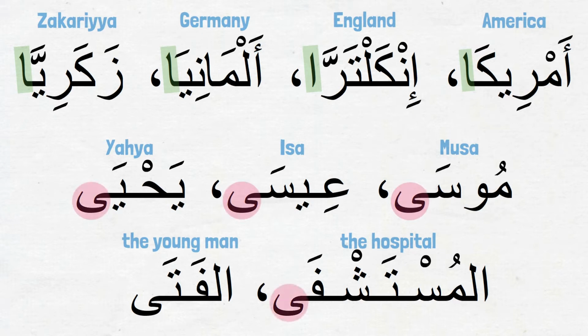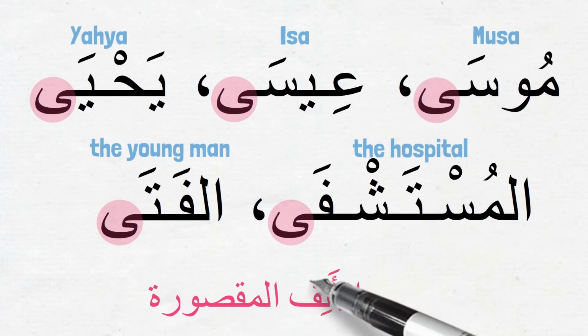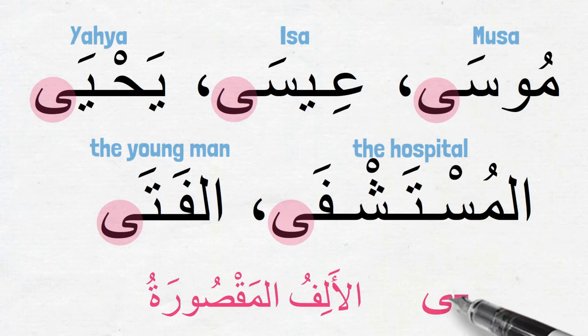But we are treating this letter as alif here. Such a letter ya playing the role of alif is referred as AL-ALIF AL-MAQSUWROH. They come at the end of the words and written without the double dots below the letter ya, plus the vowel sound before it is fatha.